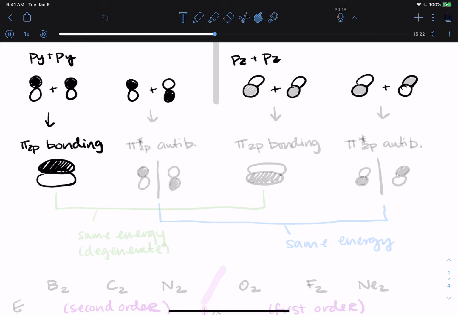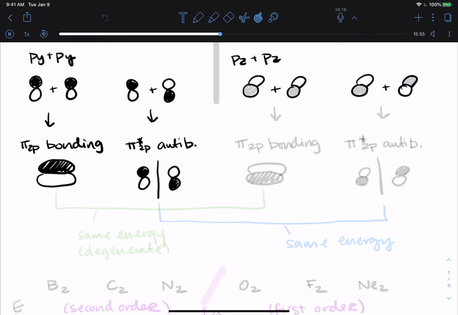The next combo, pi star 2p anti-bonding, which I'm going to abbreviate because I'm kind of running out of space. It's destructive interference all the way across. So I'll have a node and then a p orbital on this side with the top shaded, p orbital on this side with the bottom shaded. All right.